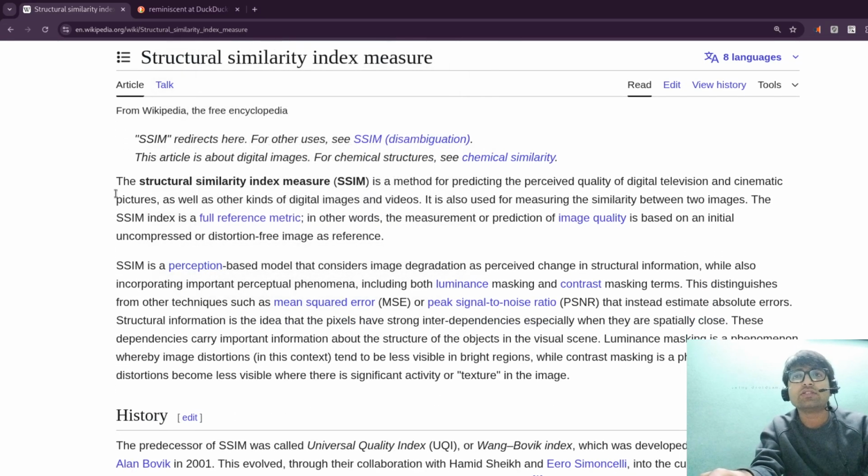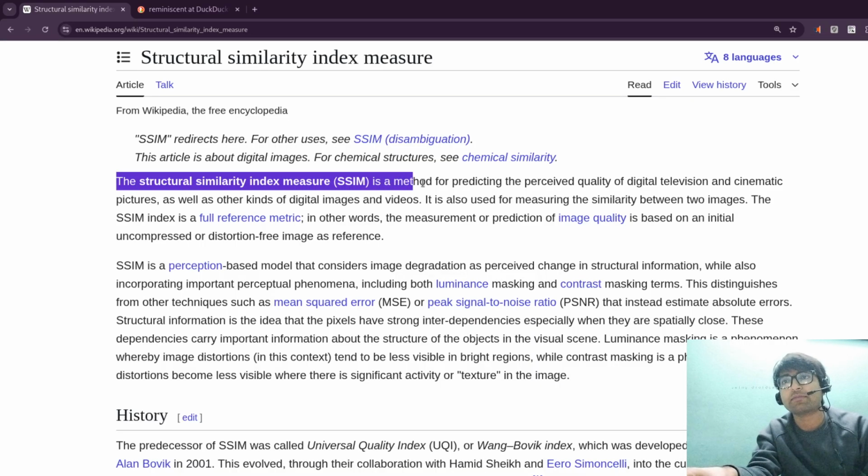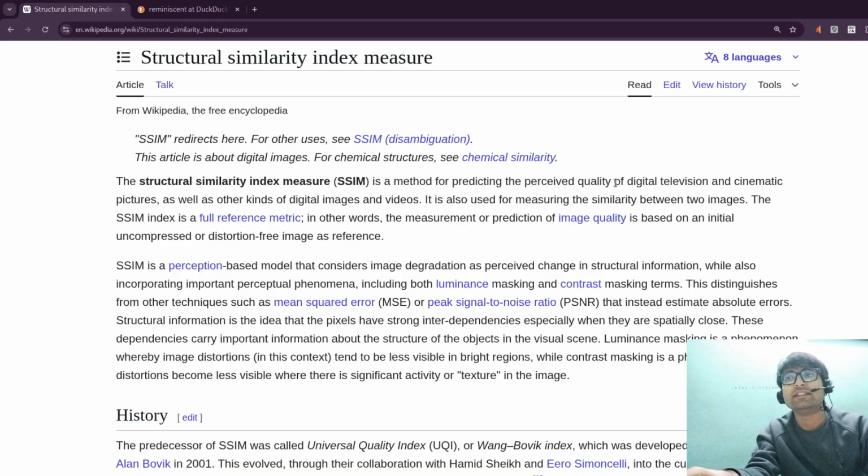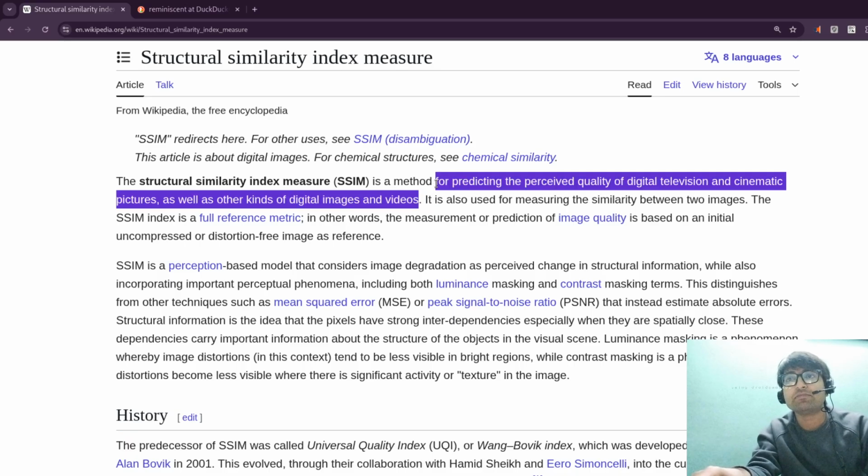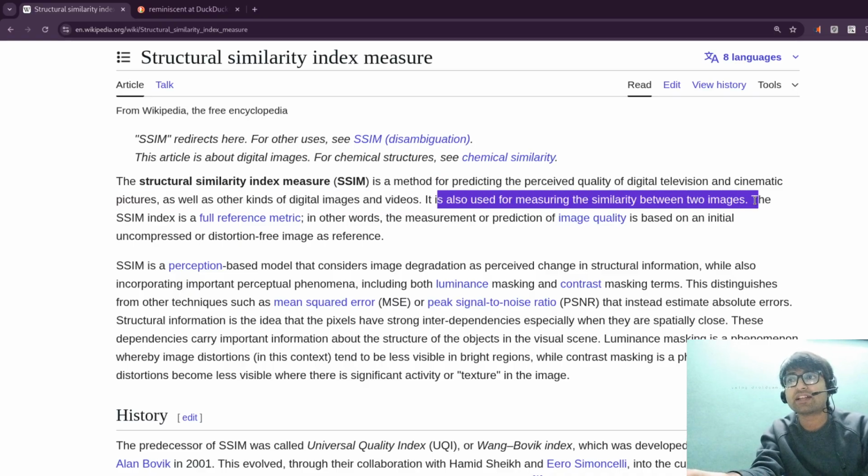The Structural Similarity Index Measure (SSIM) is a method for predicting the perceived quality of digital television and cinematic pictures, as well as other kinds of digital images and video. It is simply a metric used to check or measure quality based on human perception. It is also used for measuring the similarity between two images.